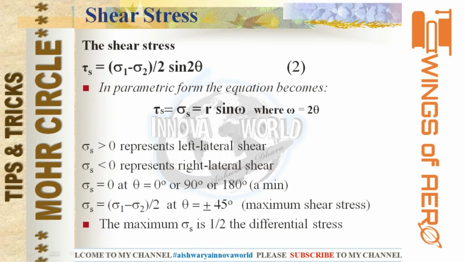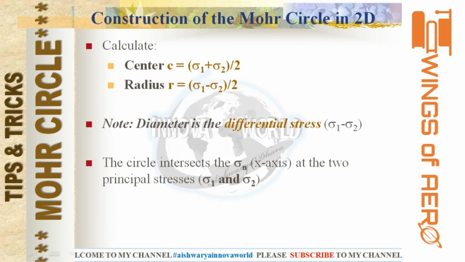Mostly in competitive exams they ask this kind of question. So in shear stress, the minimum will be when theta is 0, 90 degrees or 180 degrees, and the maximum when theta is plus or minus 45 degrees, or (sigma 1 minus sigma 2) by 2. And from here, if you need to find the diameter, that is 2r, so we can write that the differential stress, that is the diameter of a Mohr circle, is sigma 1 minus sigma 2.